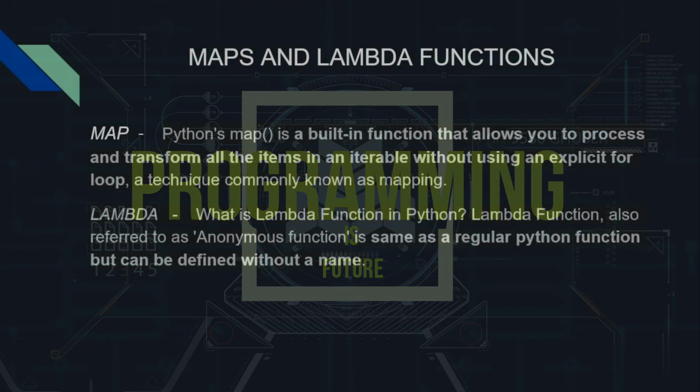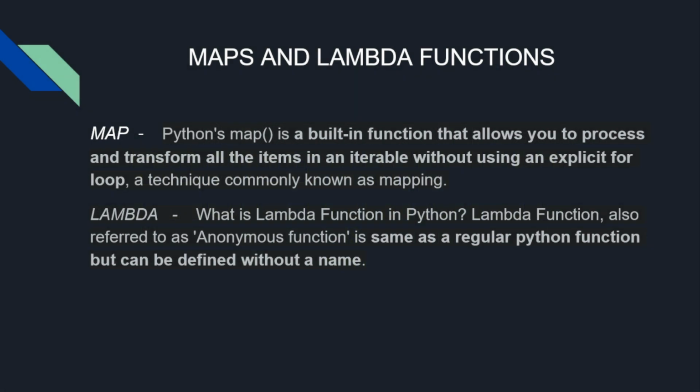All right, so let's start with the map and lambda functions. What is the map function in Python? Well, Python's map is a built-in function that allows you to process and transform all the items in an iterable without using an explicit for loop, a technique commonly known as mapping. If you're defining some function, it will automatically fetch the parameters and the values of the variables you define. So that will be very much used in the Python map function.